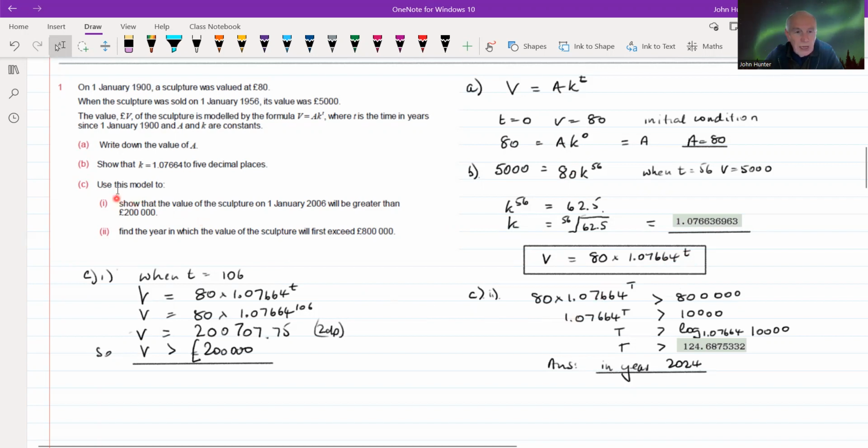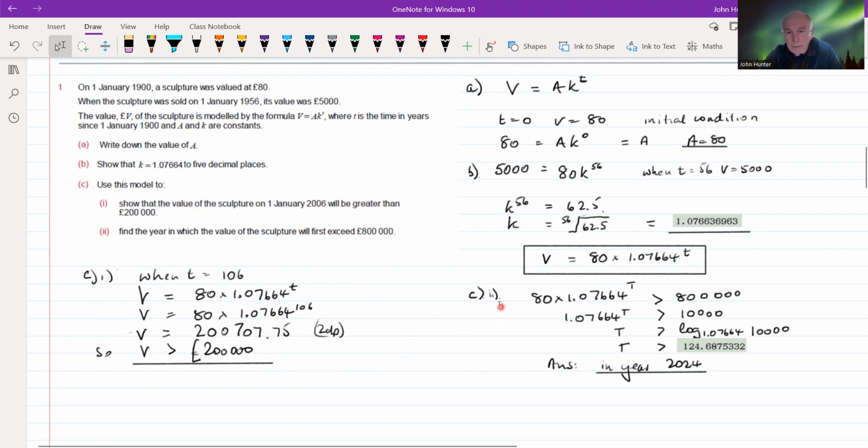Right, so in part C, it says use the model to show that the value of the sculpture on 1st of January 2006 will be greater than £200,000. So essentially, we're just using our equation, which is already explicit in V. Substitute T in. V equals 80 times 1.07664 to the power of 106. Pop that in the calculator, and that's going to give you this value, 200,707, which of course is greater than 200,000. So we've shown it's greater than 200,000.